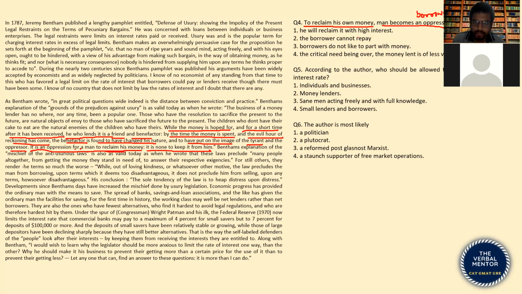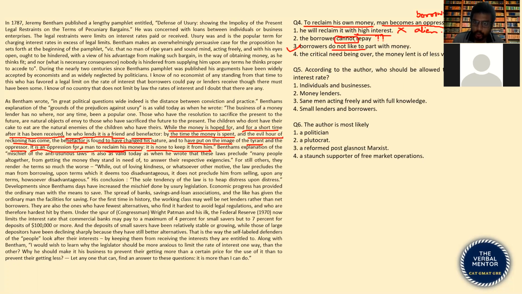Let's see. Option one, he will reclaim it with high interest. Interest rates are predetermined. So this is not the correct answer because the borrower cannot repay. Maybe, maybe not. Because borrowers do not like to part with money. They do not want to return. Can they or can they not return? We don't know. But that they do not want to return is what we can definitely infer from the information given.